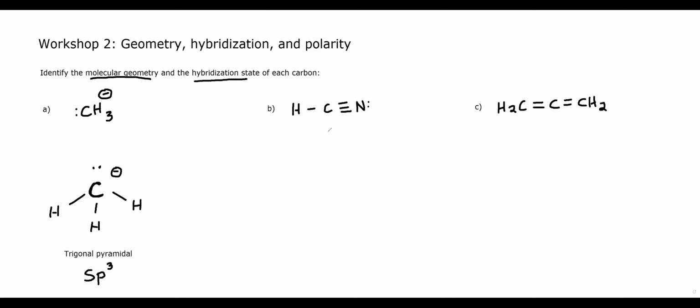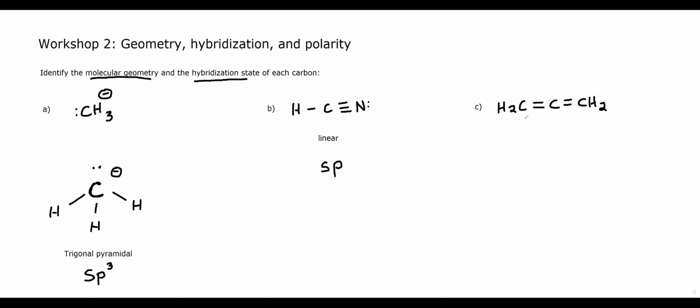Remember VSEPR theory. Substituents around an atom will repel each other. So if we have two things connected to this carbon, that means they'll spread out in a straight line, 180 degrees apart. So this would be linear geometry. And what about the hybridization state of each carbon? So this just has the one central carbon. The central carbon is only connected to two things. Alternatively, you could remember that if carbon has a triple bond, it is sp hybridized. Okay.